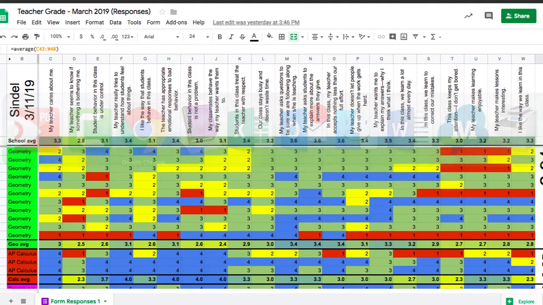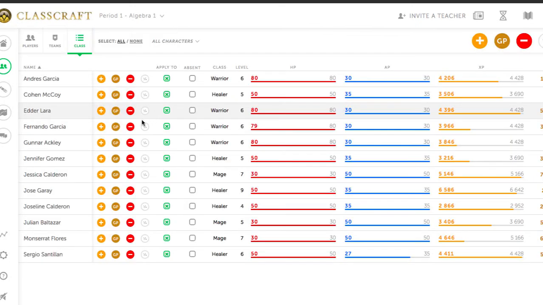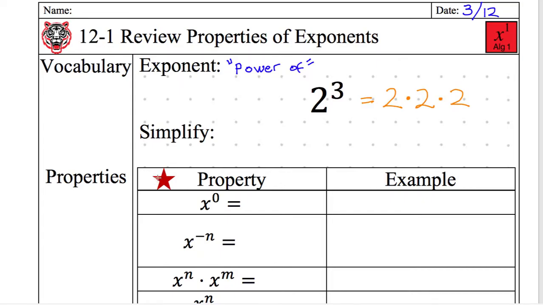Exactly. All right, you can turn in your card, and let me get Classcraft up here and going. So Algebra 1, everyone is present today. Gunnar, you just got your XP, and your card is in.